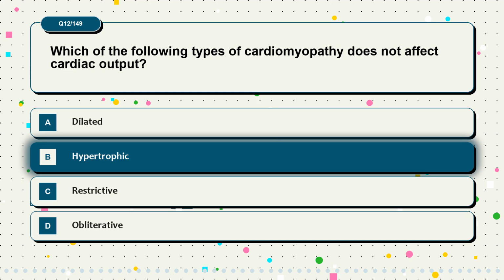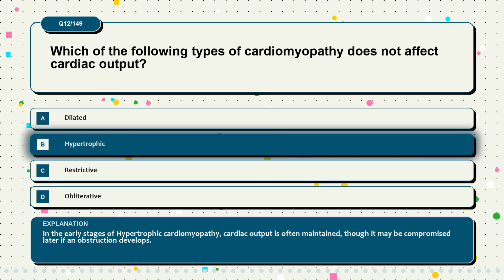The correct answer is option B, hypertrophic. In the early stages of hypertrophic cardiomyopathy, cardiac output is often maintained, though it may be compromised later if an obstruction develops.